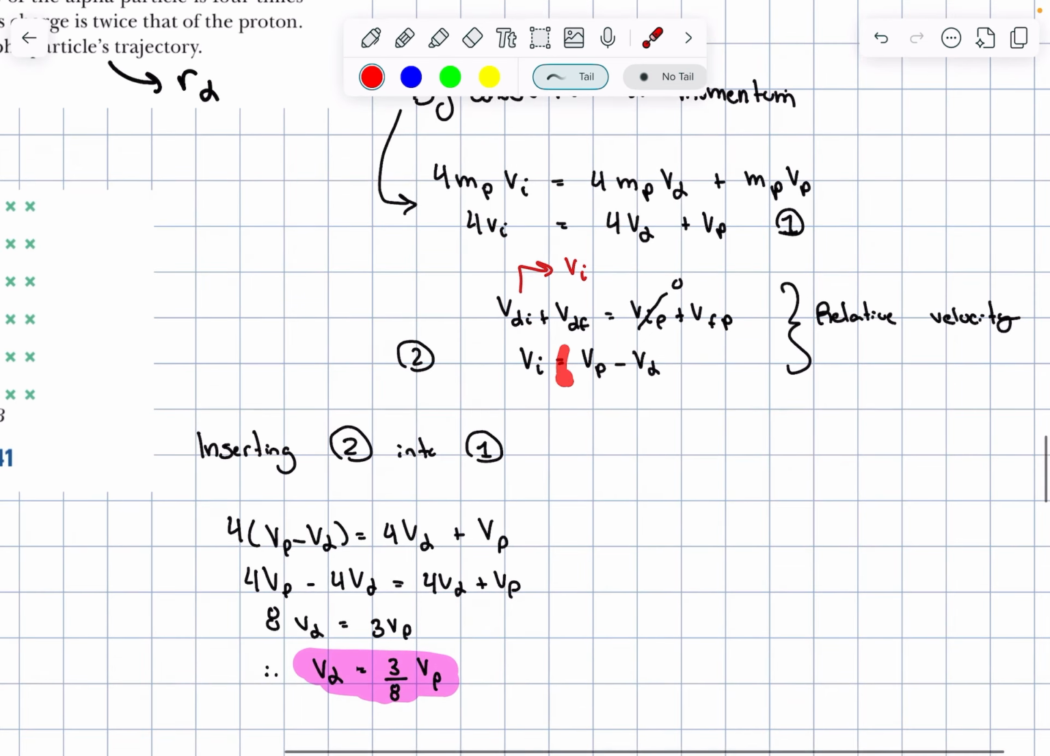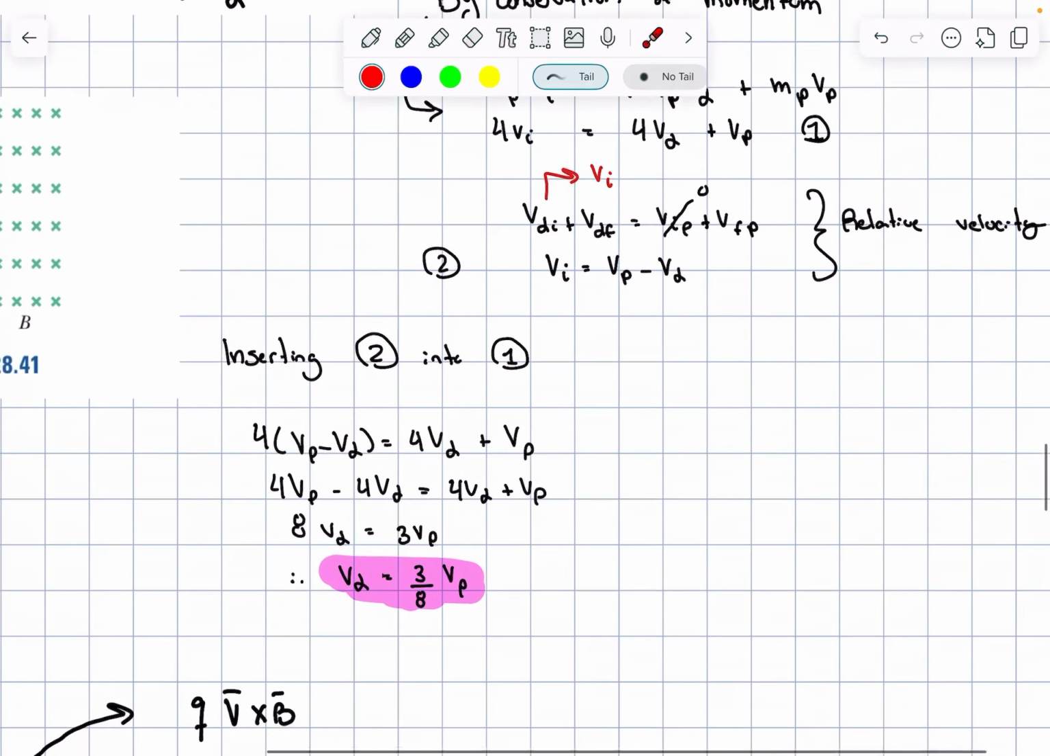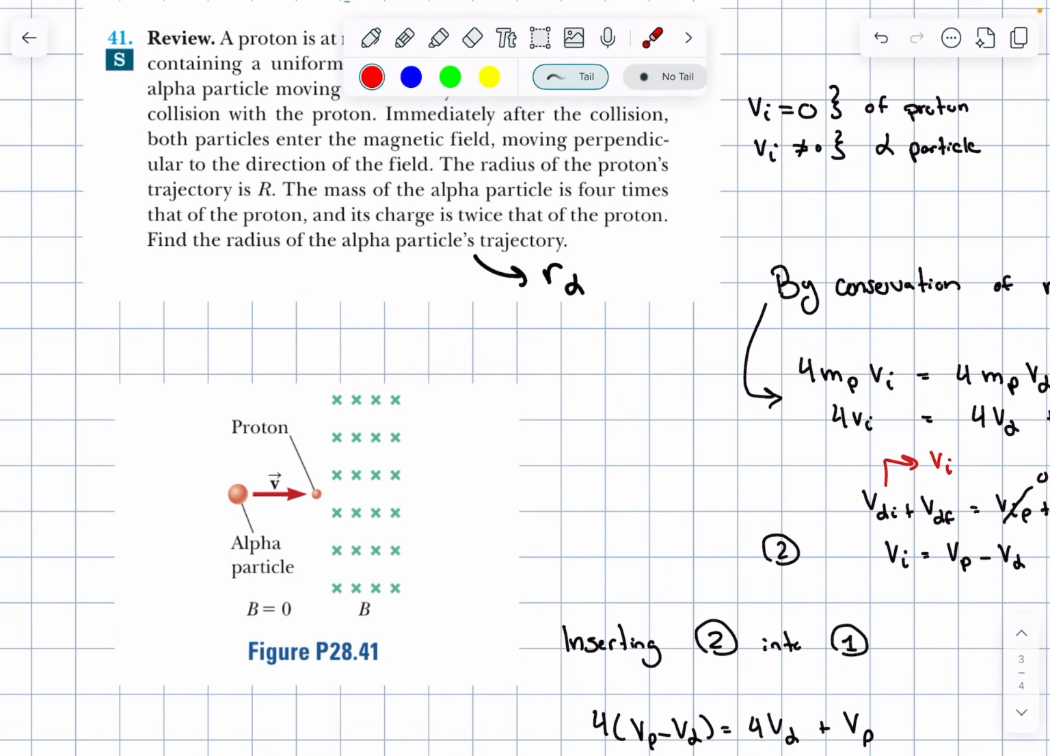By doing this, all we did is take this, shove it there, and we get 4Vp minus Va. And on the right-hand side, we get 4Va plus Vp. Move things around until they look nicer, and we get Va, the final velocity of the alpha particle, is equal to 3/8 that of the velocity of the proton. So we're going to be using this equation in a bit, right? Because the idea is we don't necessarily care about that directly. We care about what the radius is.